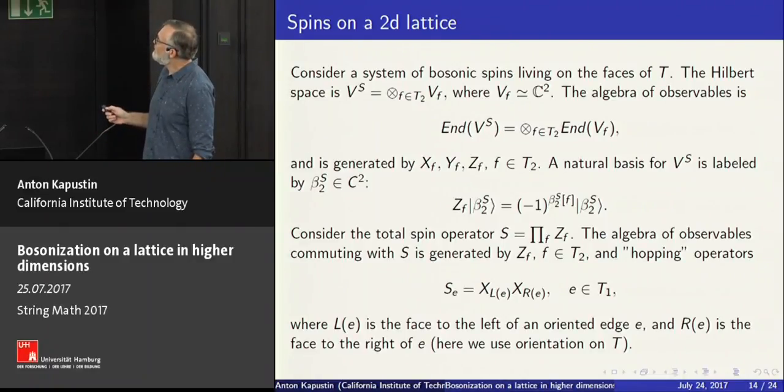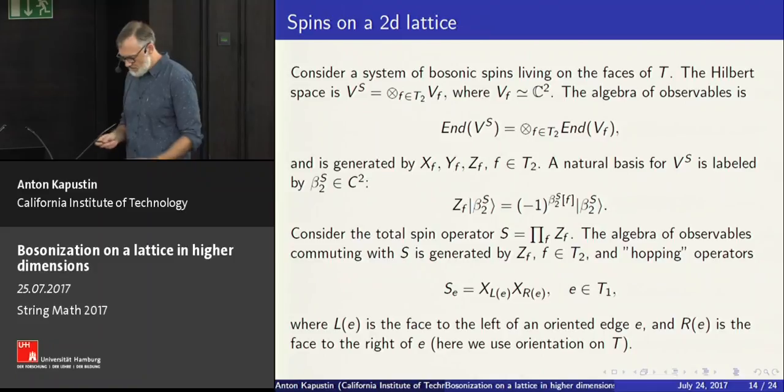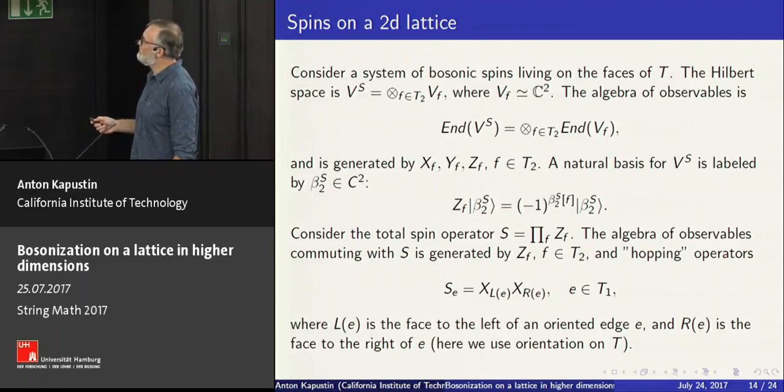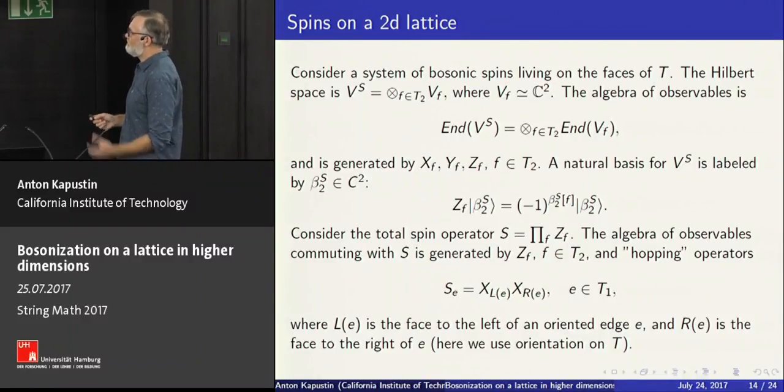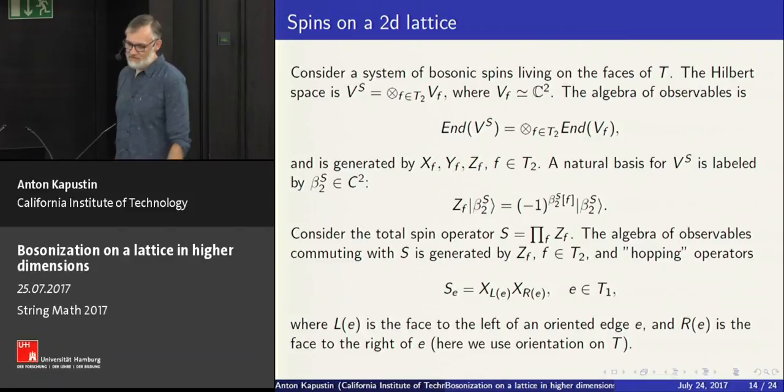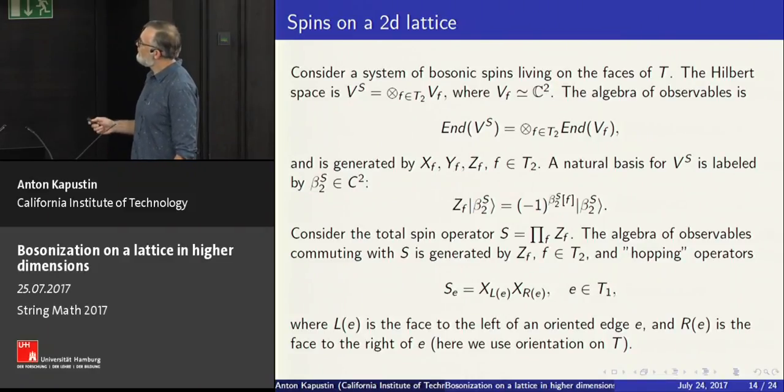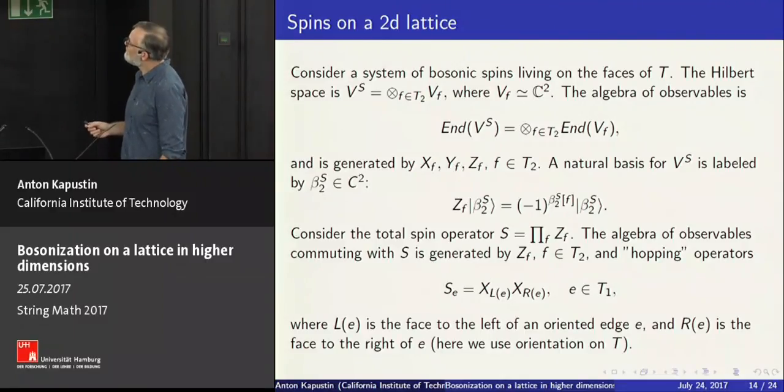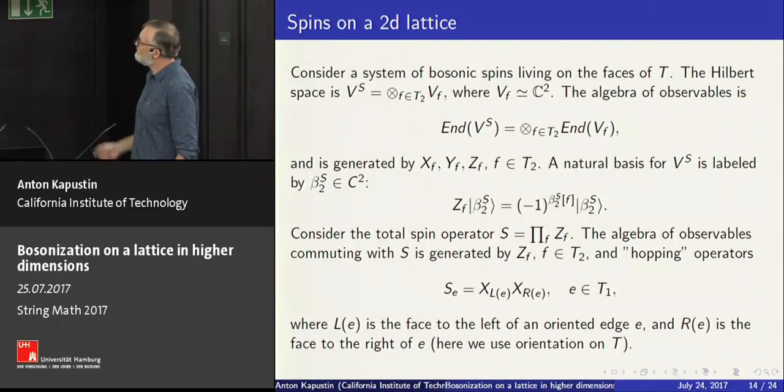And if you wish, you can label the basis in this Hilbert space by cocycles. And then Z_F acts simply by multiplying by one if the cycle is trivial, and by minus one if it's non-trivial. So the total spin operator is simply the product of all these Z_F. That is, basically it's the integral of this cycle beta over the whole two-dimensional triangulation.